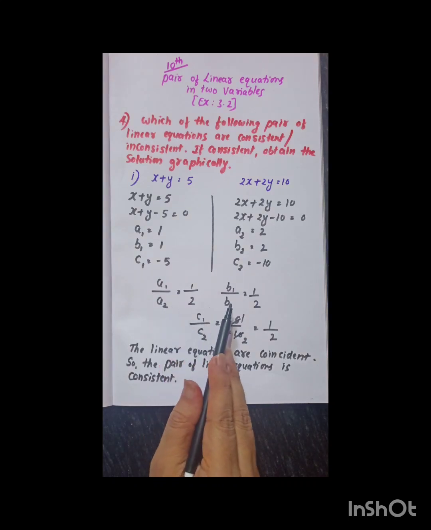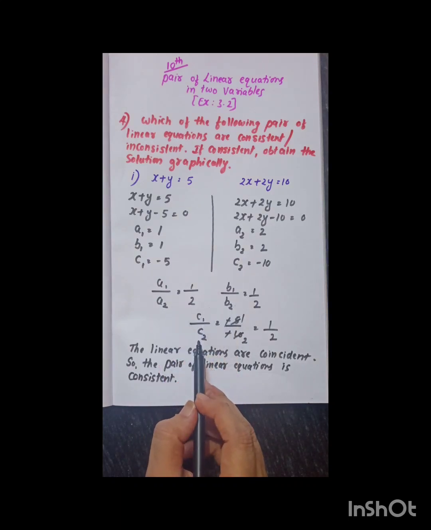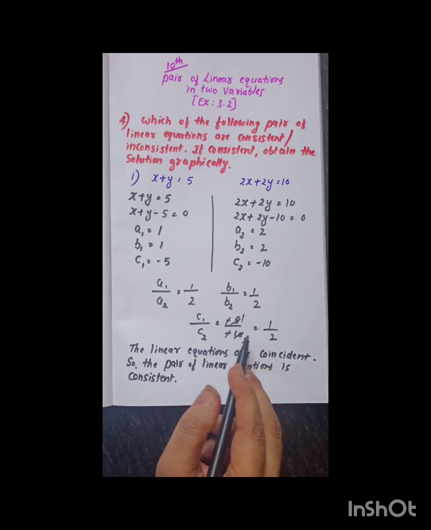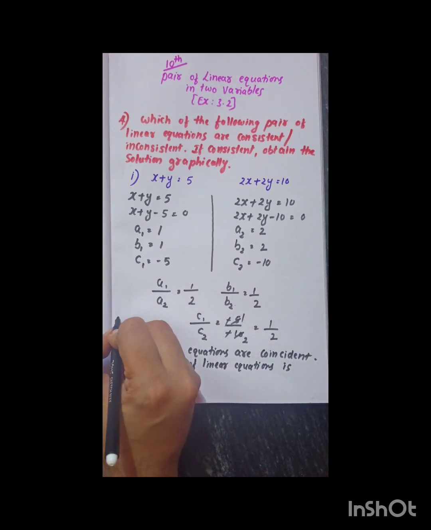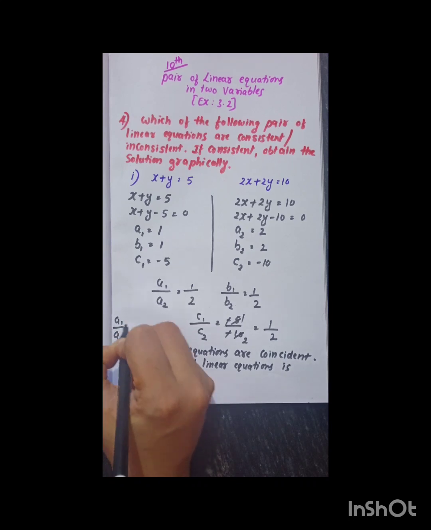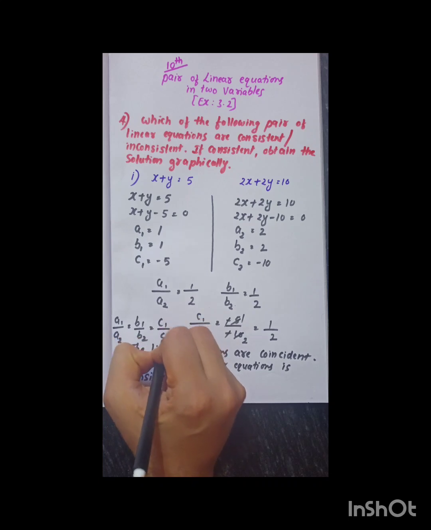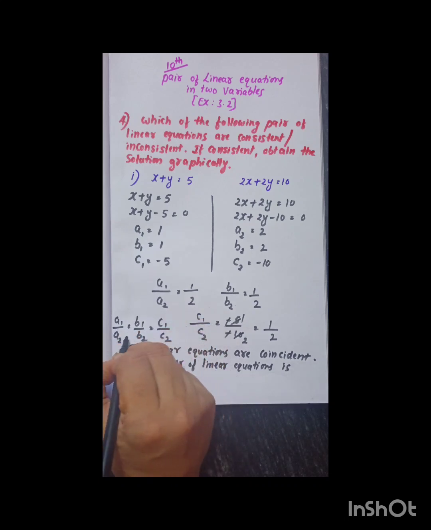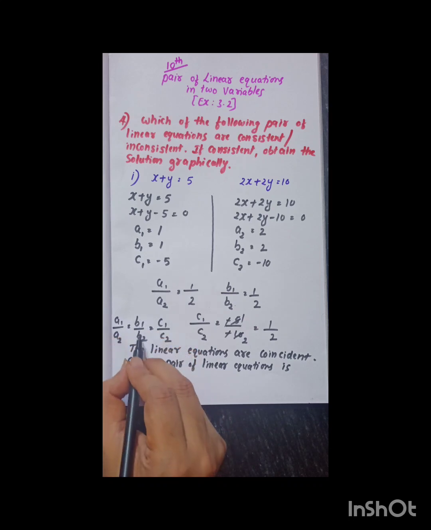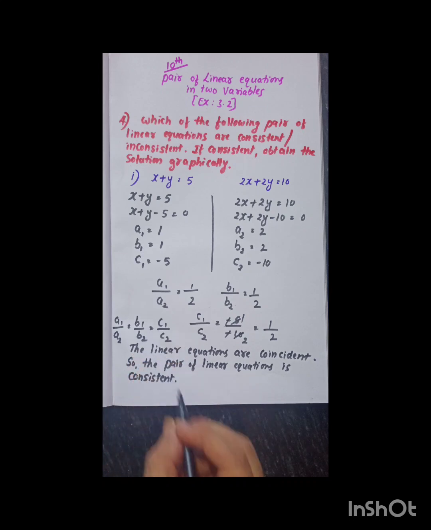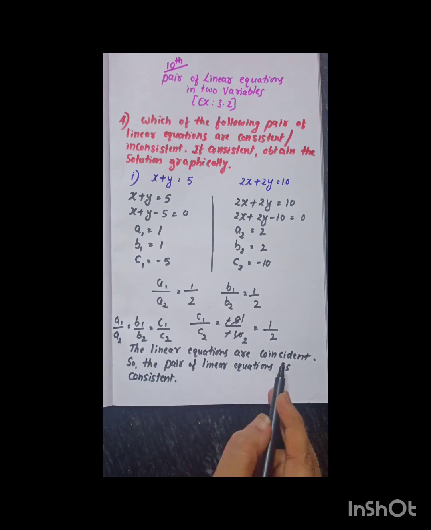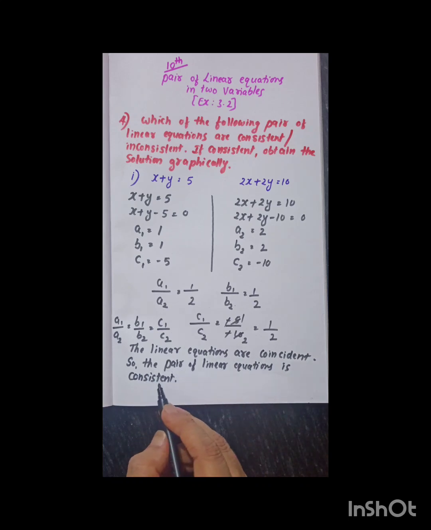Here A1 by A2 is equal to B1 by B2 and is equal to C1 by C2. All are equal to each other. I will write here, that is A1 by A2 equals B1 by B2 equals C1 by C2. So their equations are coincident. Coincident means depends on each other. If the equations depend on each other, it is consistent. So the linear equations are coincident, coincident means dependent, dependent means consistent. So the pair of linear equations is consistent.